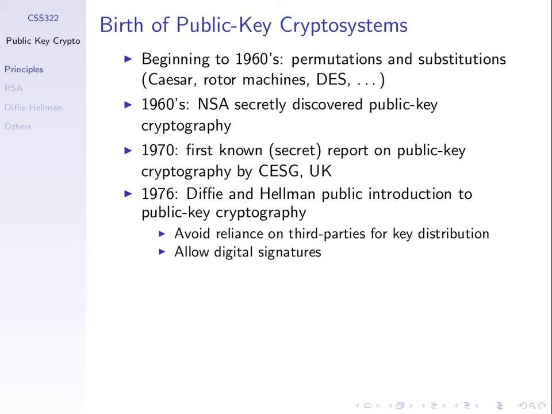But in a number of cases, we don't want to have to trust other entities. You may not trust me to do that for you. So Diffie and Hellman wanted to develop a technique that didn't rely on such approaches. They also wanted to allow digital signatures, the digital equivalent of signing something to show that it came from you, so that later we can prove that it came from you. We'll see that concept in more detail later. So they developed public key cryptography.